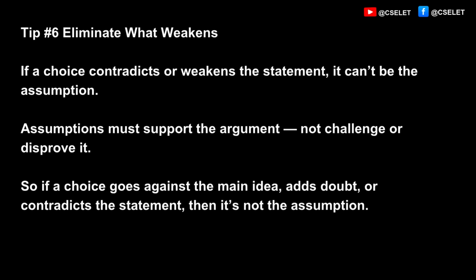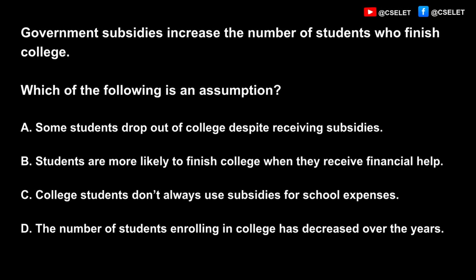For example, government subsidies increase the number of students who finish college. Which of the following is an assumption? Letter A, some students drop out of college despite receiving subsidies. B, students are more likely to finish college when they receive financial help. C, college students don't always use subsidies for school expenses. D, the number of students enrolling in college has decreased over the years. The correct answer is letter B. Students are more likely to finish college when they receive financial help.